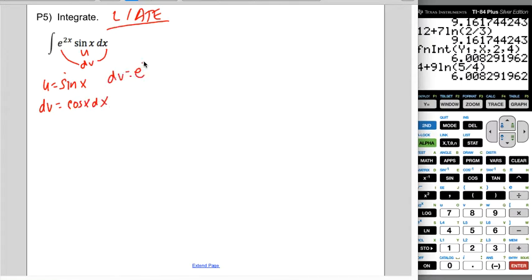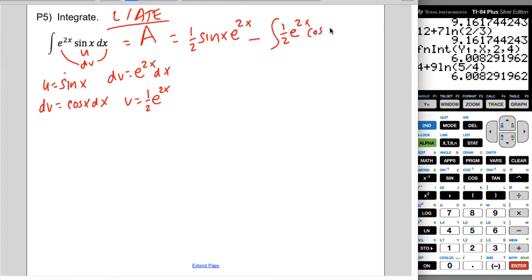dv is e to the 2x dx, which means my v is 1/2 e to the 2x, right? So I'm going to call this A for answer. My answer is going to be uv, which is sine times that 1/2 e to the 2x, so 1/2 sine x e to the 2x, minus the integral of these two, which is 1/2 e to the 2x cosine of x dx.